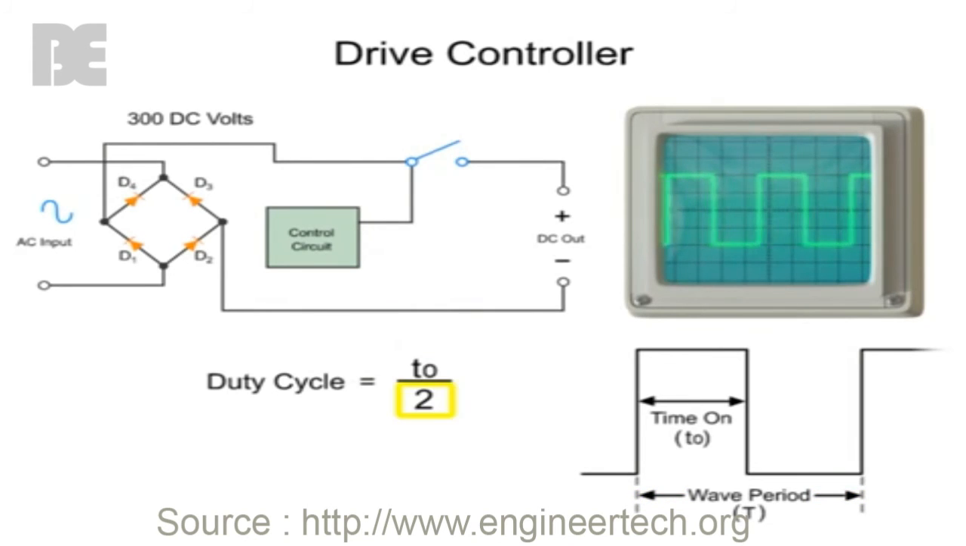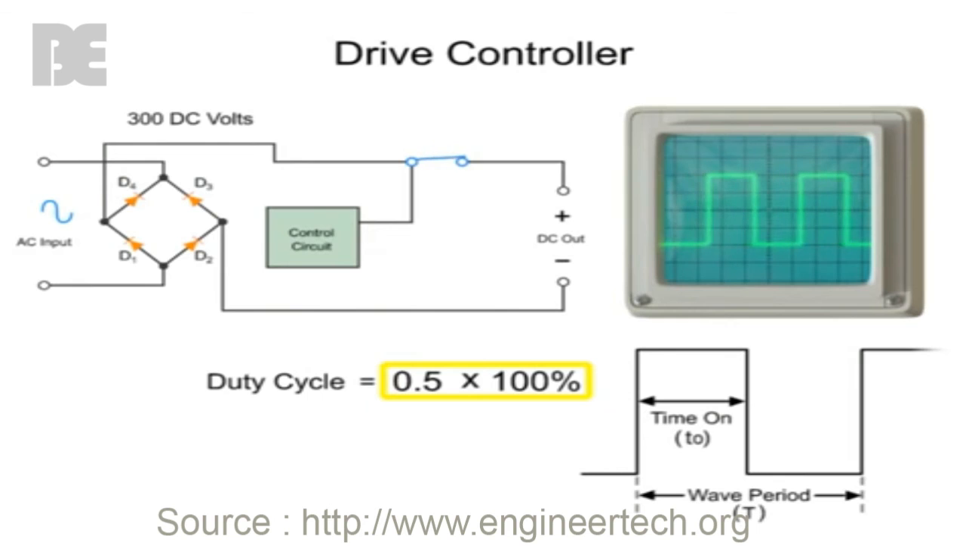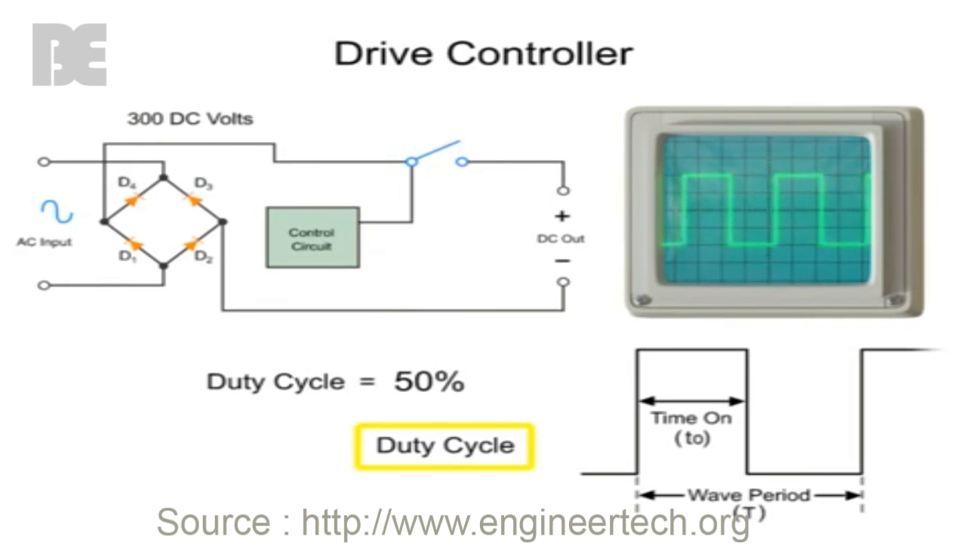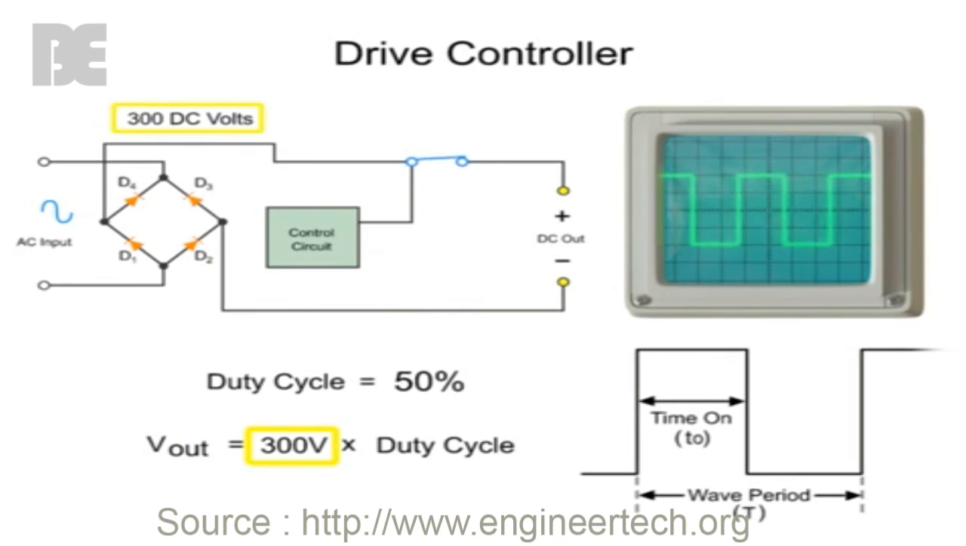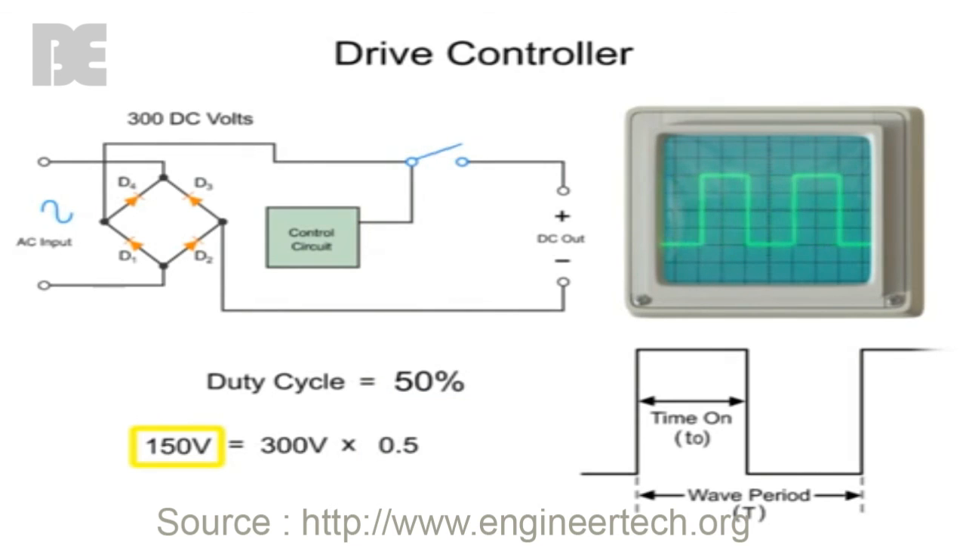Thus, if the period is 2 milliseconds and the time on duration is 1 millisecond, then the duty cycle is 0.5. The voltage reduction will be 0.5 times 100% or 50%. Multiplying the duty cycle times the input voltage will give you the voltage output. In this example, a 300-volt input will be modulated by 50%, so the final voltage delivered to the load or motor is 150 volts. Thus, controlling the speed of a motor can be achieved by modulating the square signal waveform.